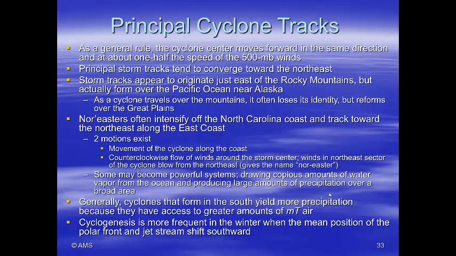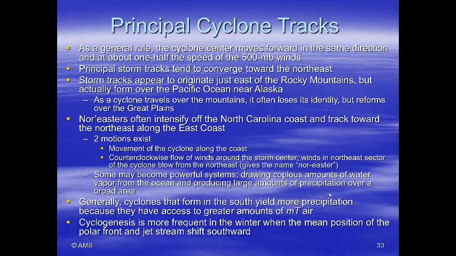So two motions exist: the movement of the cyclone along the coast, and a counterclockwise flow of winds around the storm center, and the winds in the northeast sector of the cyclone blow from the northeast. That's why it's given the name nor'easter.